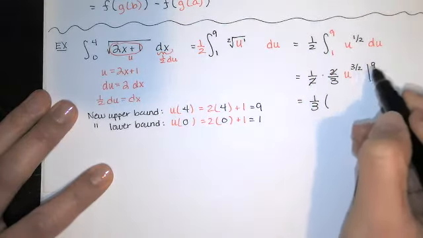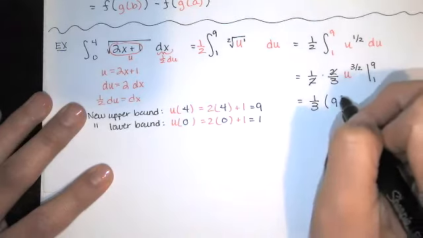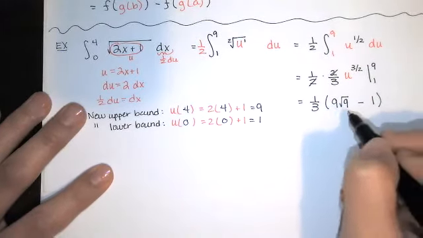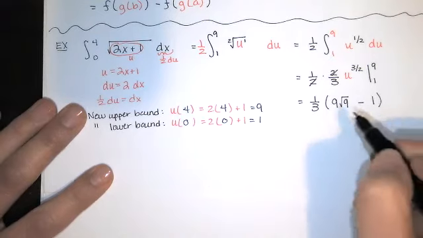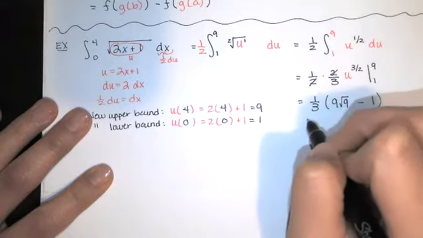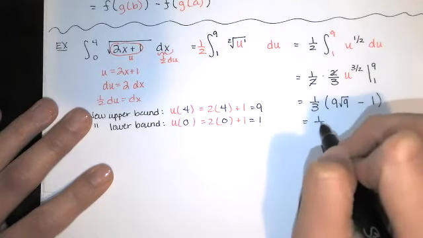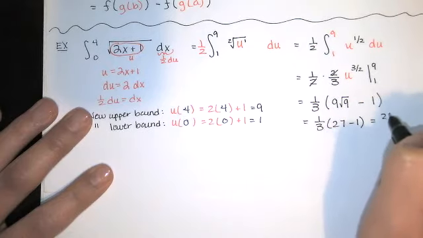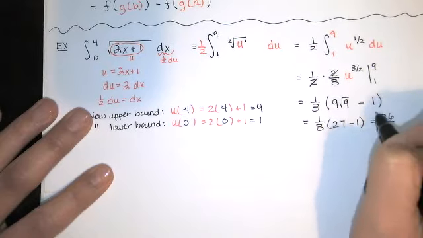And then we end up with 9 to the 3/2. That's 9 times the square root of 9, minus 1 to the 3/2, which is 1. Square root of 9 is 3. So we have 9 times 3, which is 27. So I have 1/3 of 27 minus 1, so 26 over 3.